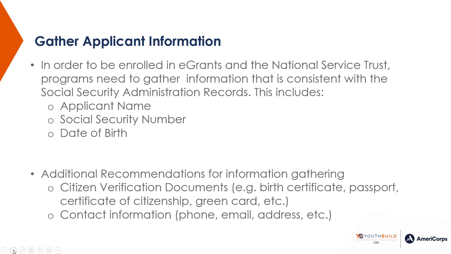So we're going to want to gather some information about our applicants. This typically happens in the application, but just make sure you have these things: their legal name, their Social Security number, their date of birth, because you're going to need those to put that information into eGrants in order to invite the members and move the process forward. It's also recommended that you are gathering their citizenship documentation, which you're going to need to get those individuals enrolled, as well as contact information.